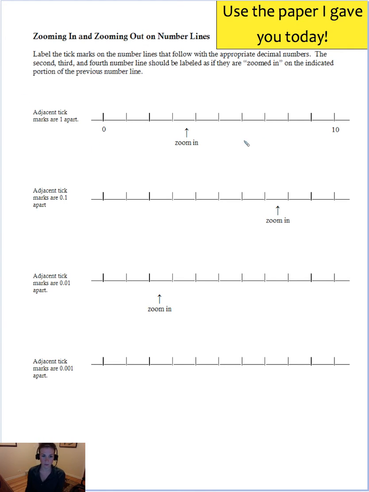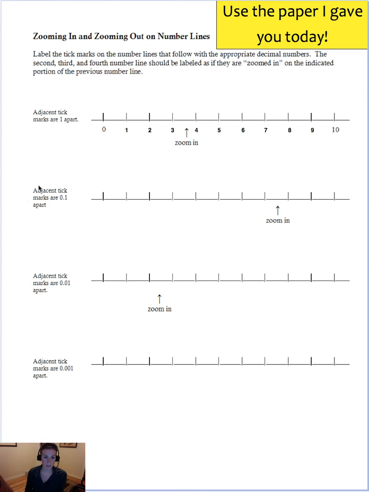So if we look at the first number line here, it says adjacent tick marks are 1 apart. First of all, adjacent just means next to. So since this is 0, the tick mark that's next to it is going to be 1 away, and I can see that this is a 10, so this will obviously be 1. I'm going up 1 each time. So 0, 1, 2, 3, and I'll label all those all the way up to 9, which is what I have here. So make sure that you write that down on your paper.